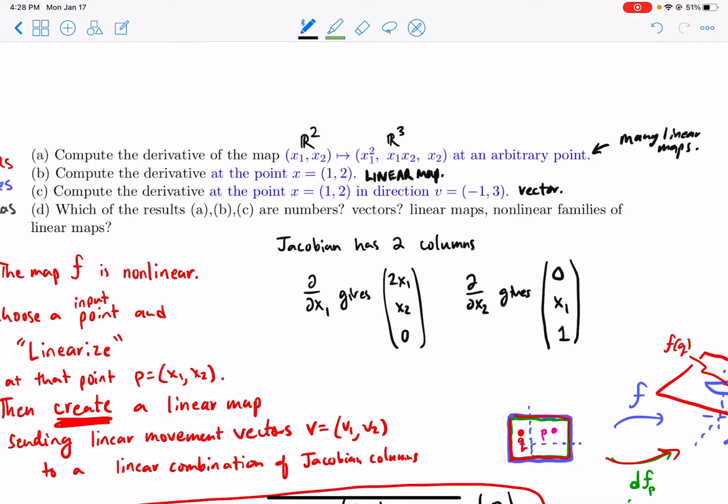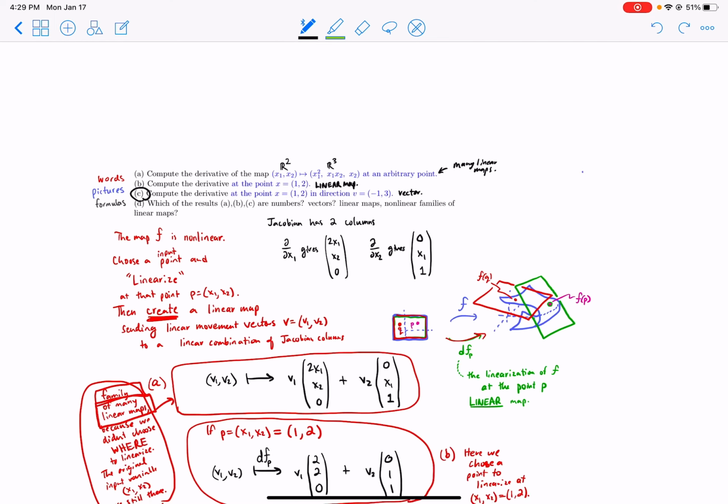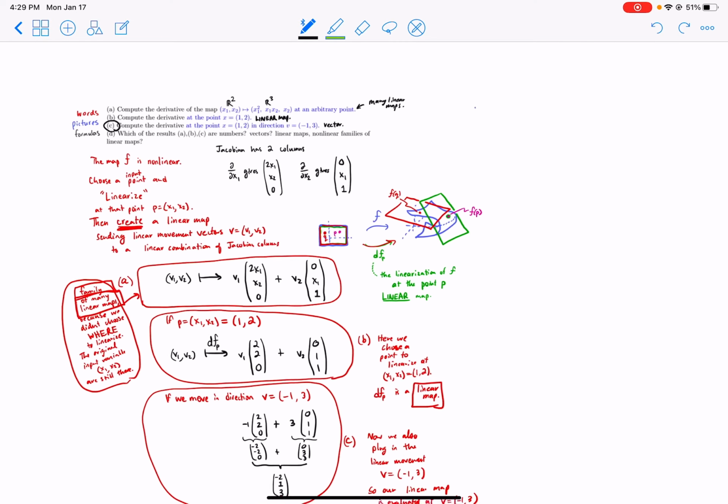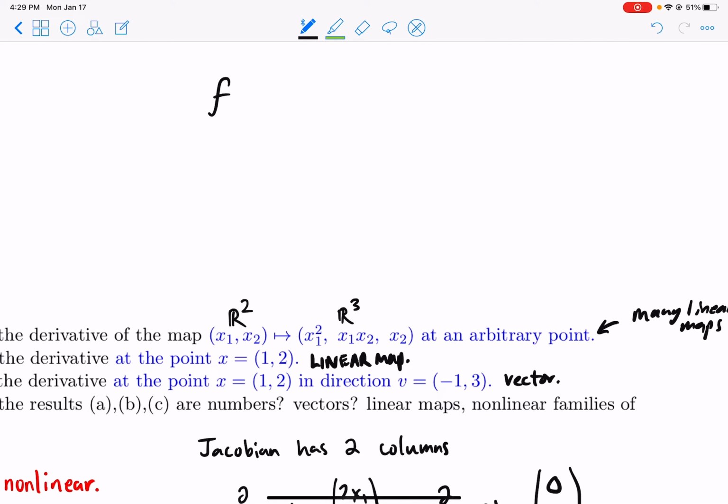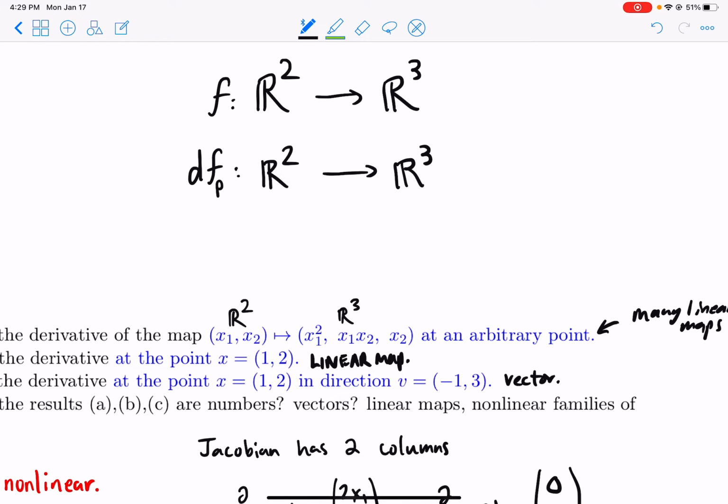Or sorry, the answer to part C, compute the derivative at the point x, we've chosen that, and the direction v. And so we plug in the vector v to our linear map, and we get an output, which is now a vector. One thing I want to point out is that if your original map is from R2 to R3, then the derivative at a point will again be a map from R2 to R3. The same input space, same output space.